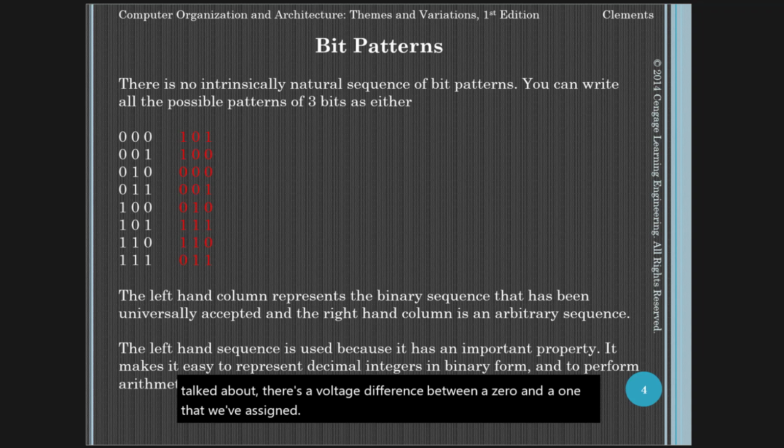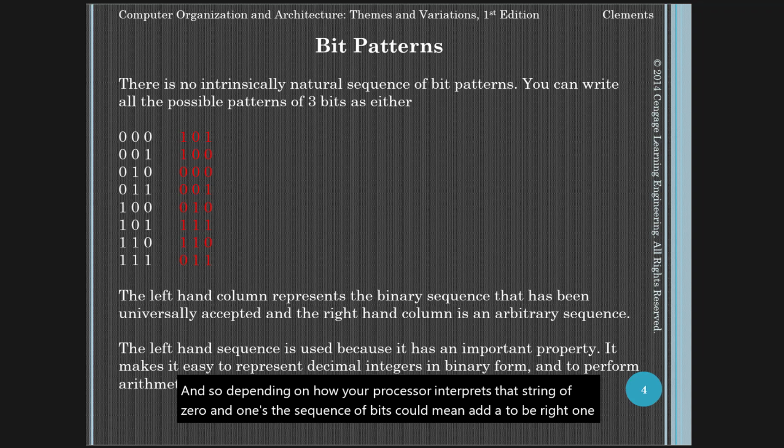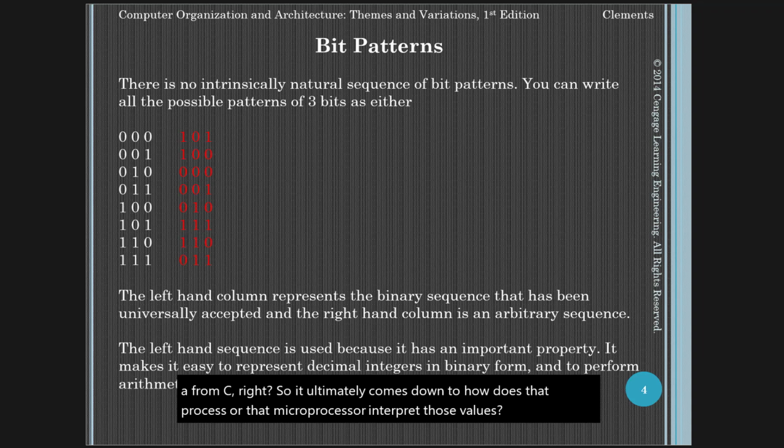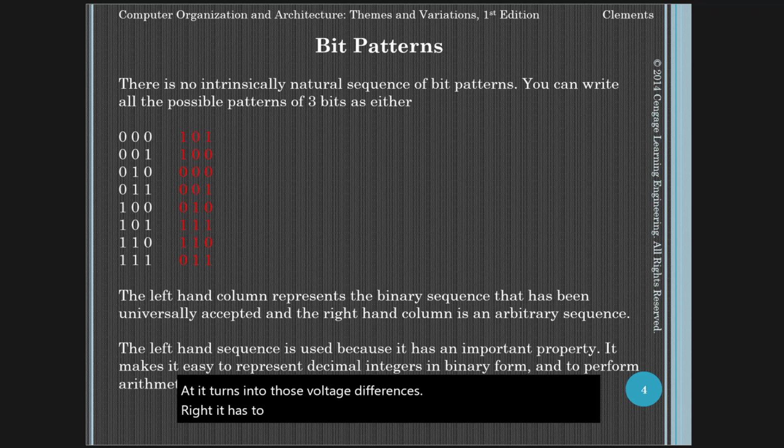And so depending on how your processor interprets that string of 0s and 1s, the sequence of bits could mean add A to B, right? One computer might have an entirely different meaning than another computer. On another computer, it might mean add B to C or subtract A from C, right? So it ultimately comes down to how that processor, that microprocessor, interprets those values that it turns into those voltage differences, right? It has to do with the internal architecture of that microprocessor.